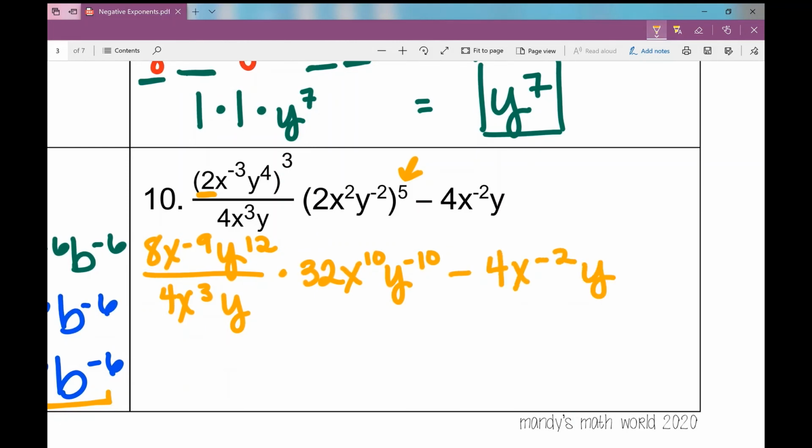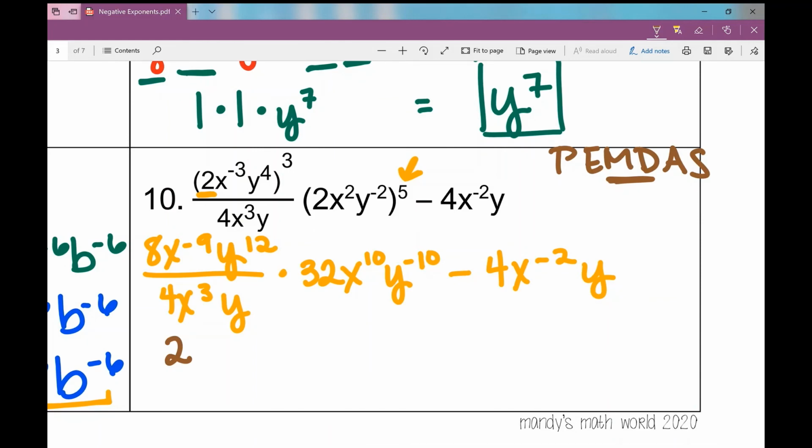I wonder if we're going to get any like terms. And I'm going to switch colors here. So now I've got some division right here, I've got some multiplication right here, and then some subtraction. Order of operations tells me I multiply and divide from left to right, whichever comes first. That division is what's coming first. So let's do that. So I'm going to apply my quotient rule. What is 8 divided by 4? It's 2. And then I can apply my quotient rule to the variables and their exponents.